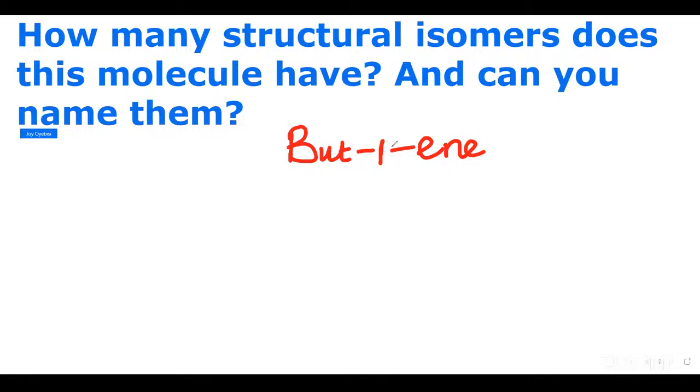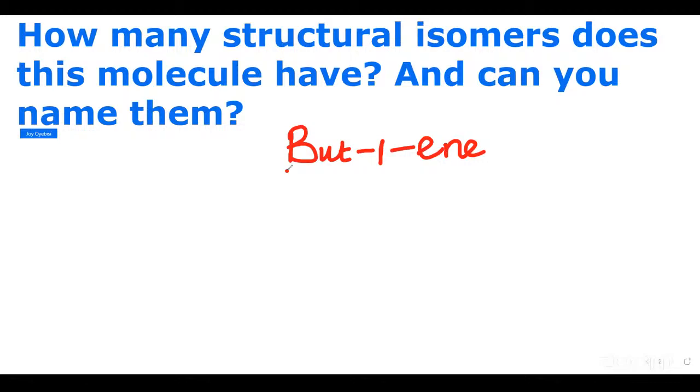Now, I put that one because I want you to know exactly where the double bond is. This type would be more of a positional isomer. So what I'm interested in is the positional isomer, not the geometric isomer. So how many positional isomers do you think this will have? And this is the structure.